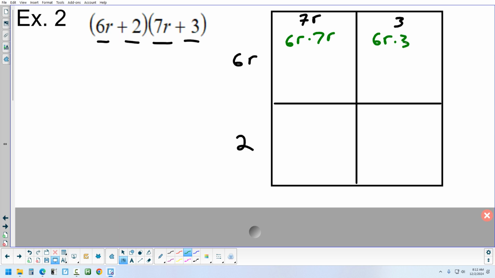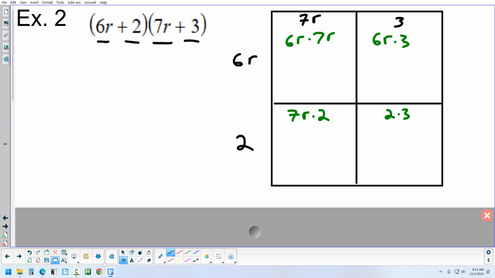Okay, what am I going to multiply in the bottom left box? 7r times 2. I'm going to do the 7r times 2. If you think of it as 2 times 7r, it's the same thing. Just multiplying them together. And what am I going to multiply in the bottom right box? 2 times 3. So in green is the step I need to do in each box. All right, so now let's start in the upper left.